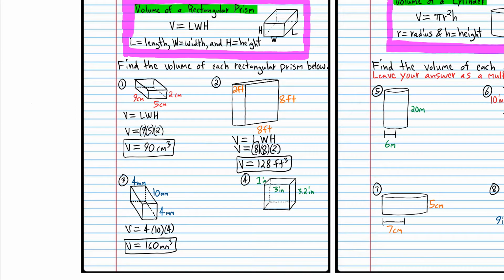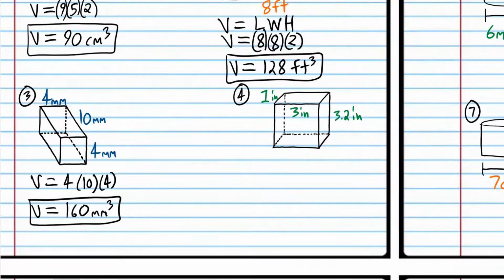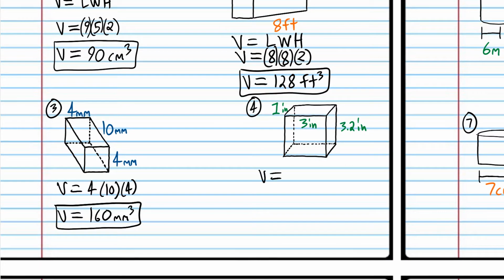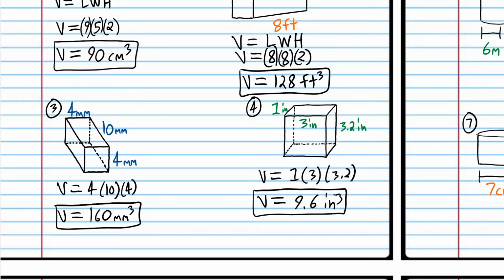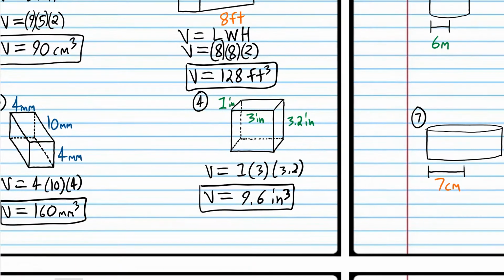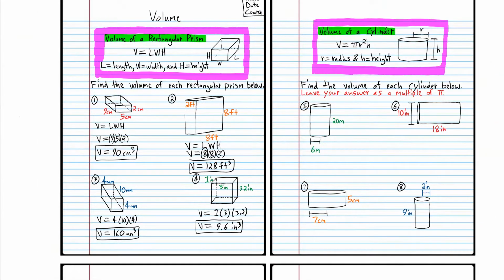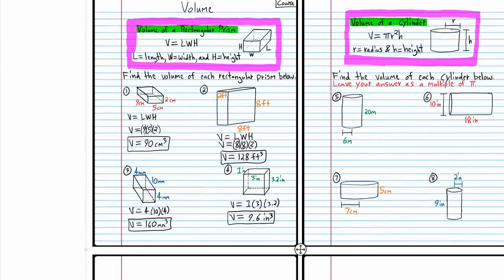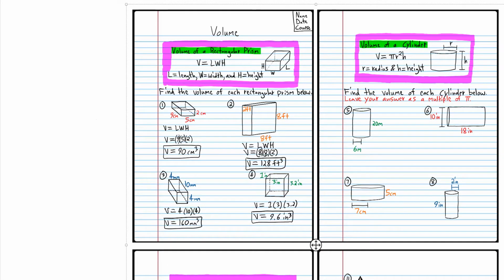All right, we're back. Volume equals 1 times 3 times 3.2, and if you had to use the calculator, that's okay. 3 times 3.2 is 9.6, so we have 9.6 cubic inches. And again, be sure to write that third power there. If you just write inches, it doesn't make any sense. We're not measuring volume anymore. So that's how to find the volume of a rectangular prism. It's much easier than finding the surface area of a rectangular prism.